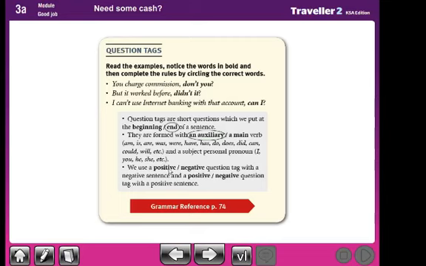We use a positive question tag with a negative sentence and a negative question tag with a positive sentence.